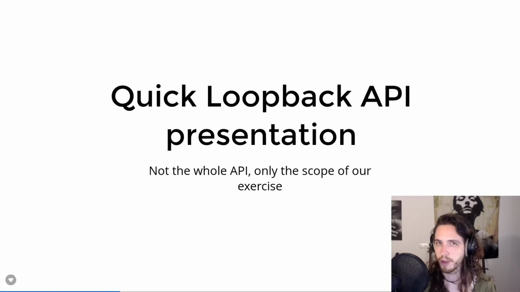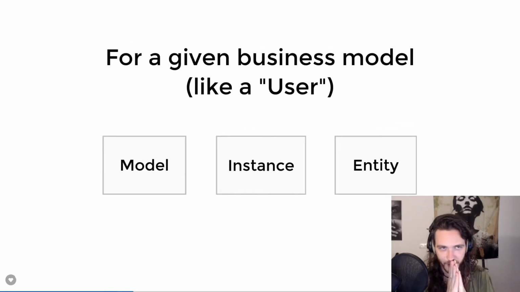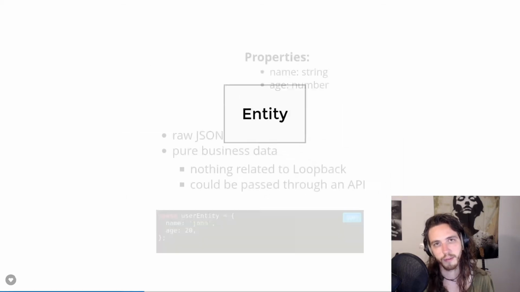Now let's go through the Loopback API. It's going to be really light because I don't want to cover all of the Loopback API, which wouldn't be interesting. It's not the goal. So what do we have? For a given business model, like a user, vehicle or booking, we have 3 concepts. We have the model, the instance, and the entity. Let's go through them in detail.